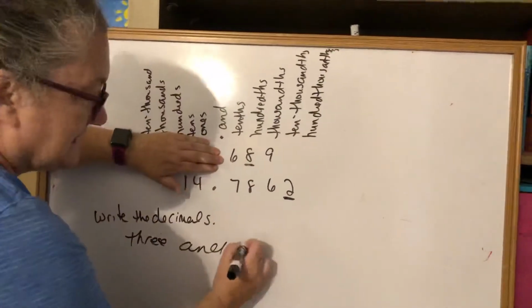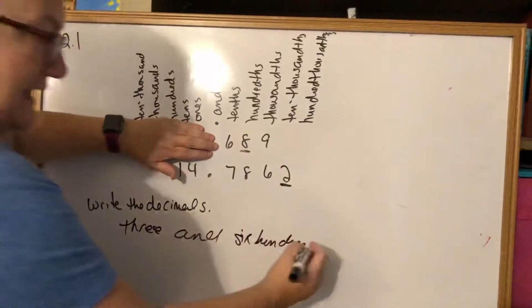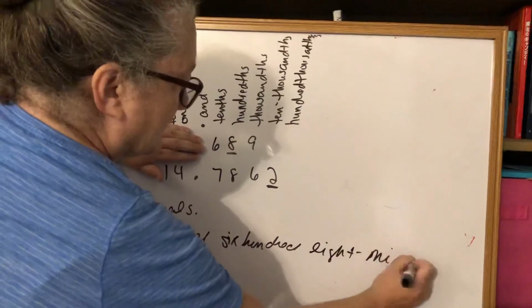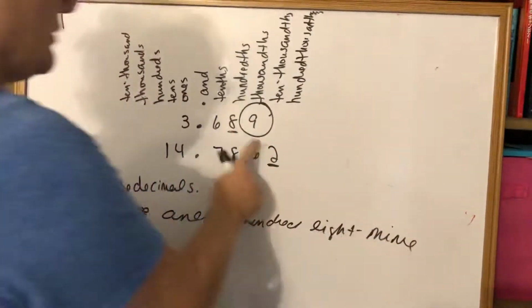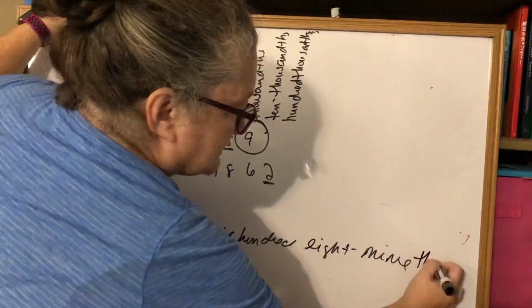So I would write 689. And then whatever place value this last one is in is what you follow up with. So this 9 is in the thousandths. So then you just put thousandths at the end.